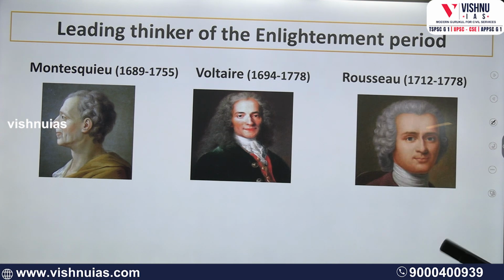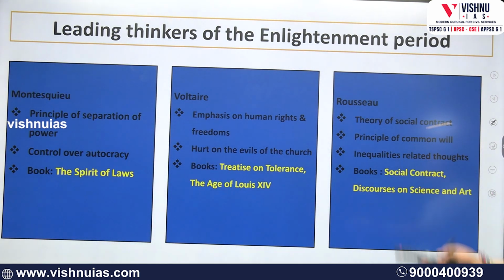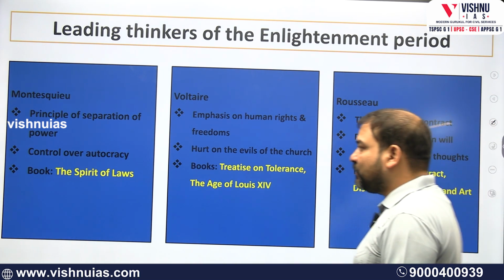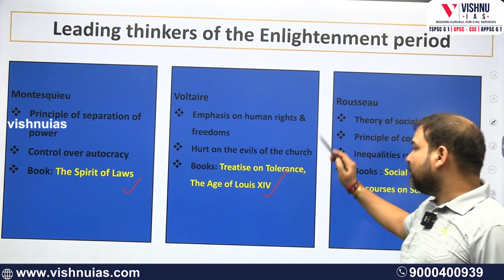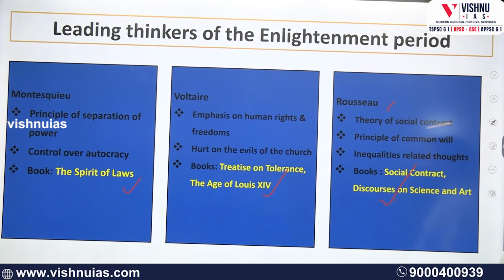So we will talk about them, which books they have written, what their ideology is. For example, Montesquieu has written The Spirit of Laws, Voltaire has written this, Rousseau has written this, what they have told, all this after some time. Right now I am leaving this topic.